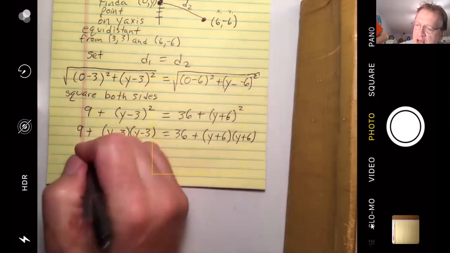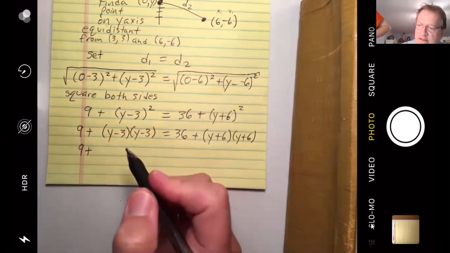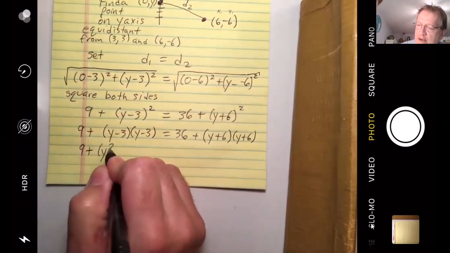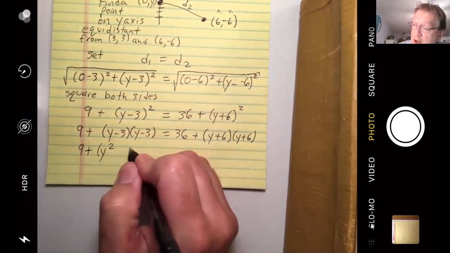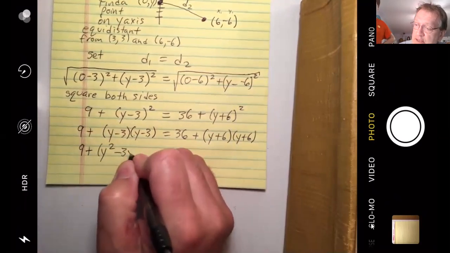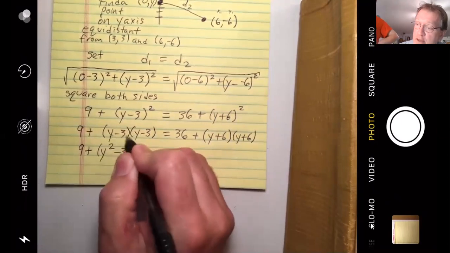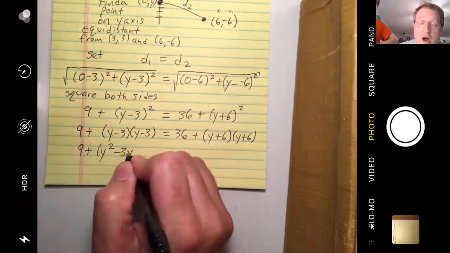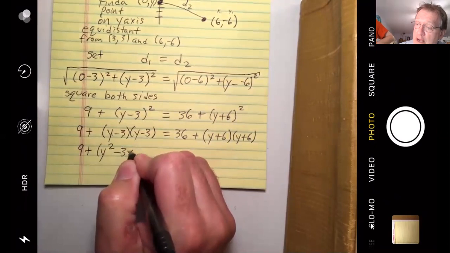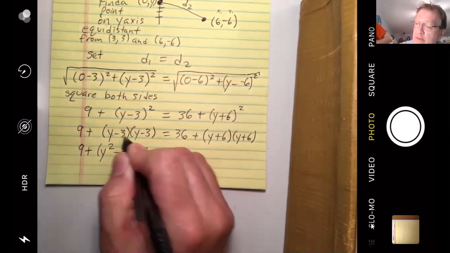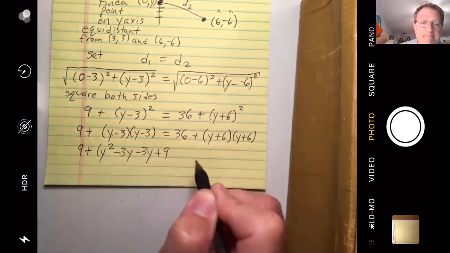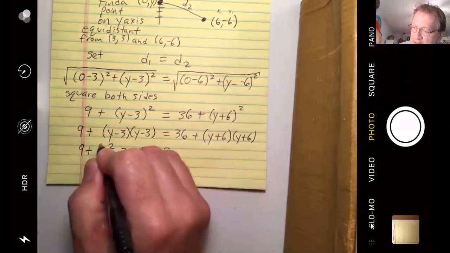All right, so we're getting 9 plus y squared, minus 3y. See, that's y times y is y squared, y times negative 3 is negative 3y, round 1. Now I've got negative 3 times y, another negative 3y. Negative 3 times negative 3, a positive 9. Didn't need the parentheses.